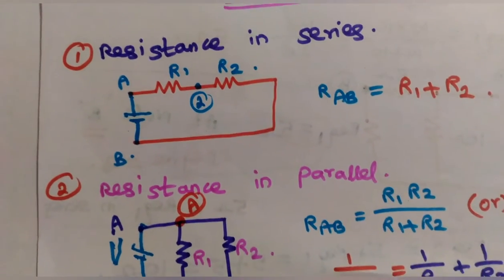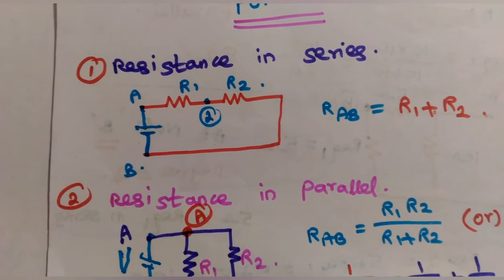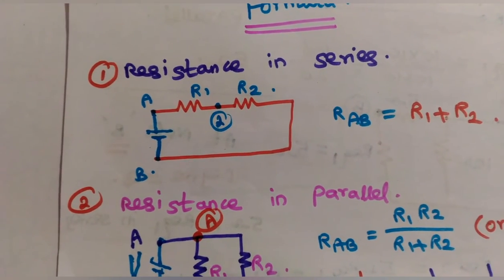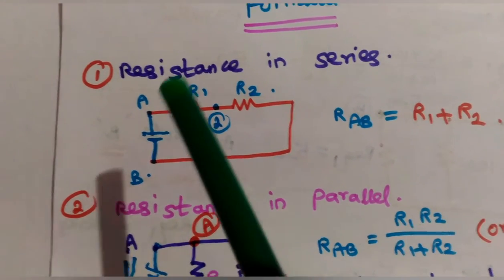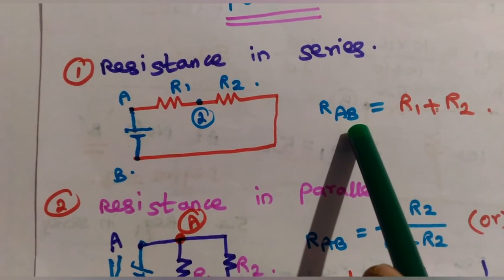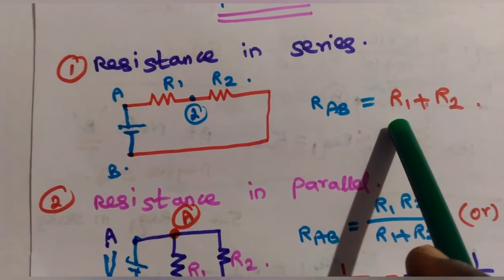Everyone, in this video let us see how to calculate the equivalent resistance of a given network. Before that, let us see what prerequisites are required for solving this type of problem. If the resistances are connected in series, the formula for reducing the two resistances into one resistance is nothing but Rab is equal to R1 plus R2.